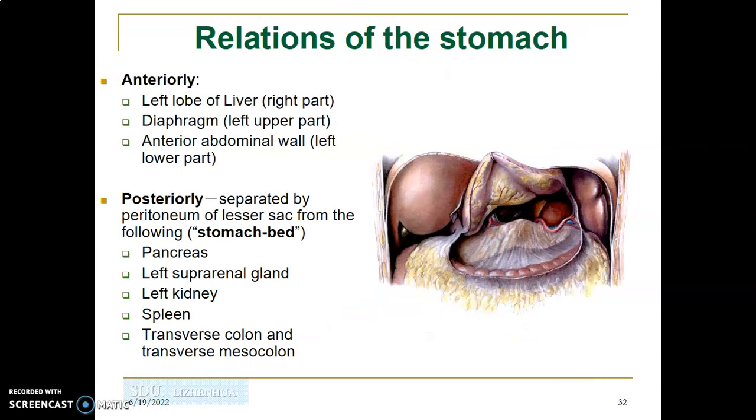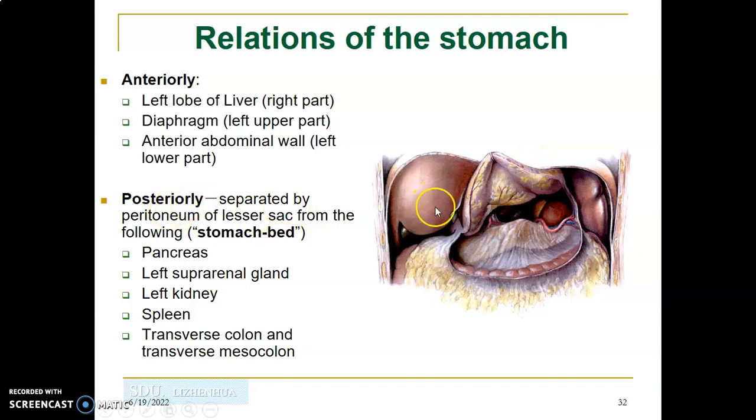So what are the relations of the stomach? Anterior to the stomach, you have the left lobe of the liver on the right side. Then on the left portion, anterior to the stomach, you have the diaphragm. So you have the left lobe of liver and the diaphragm on the anterior part. You also have the anterior abdominal wall.